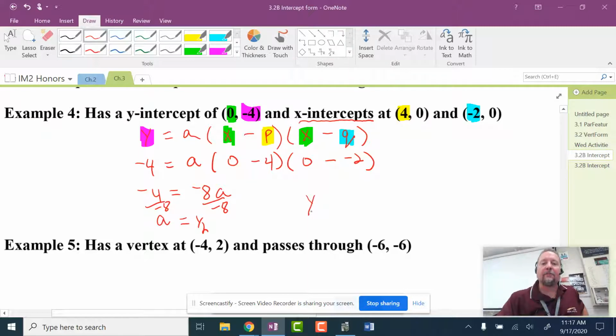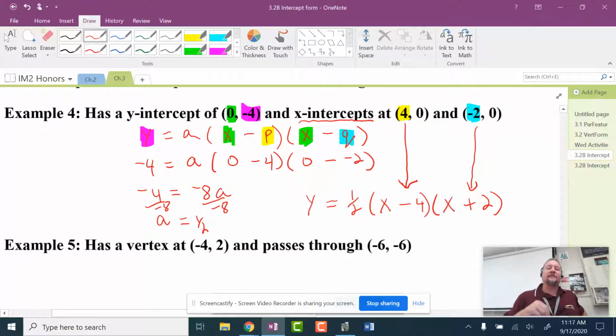Just like in vertex form, you bring the y back, you insert the new 1/2 that you found, you bring the x back, but the intercepts will always be the intercepts for this particular equation. So you bring those back, and just keep in mind, look at this. 4 is the x-intercept. X minus 4 ends up being what's called the factor that goes there.